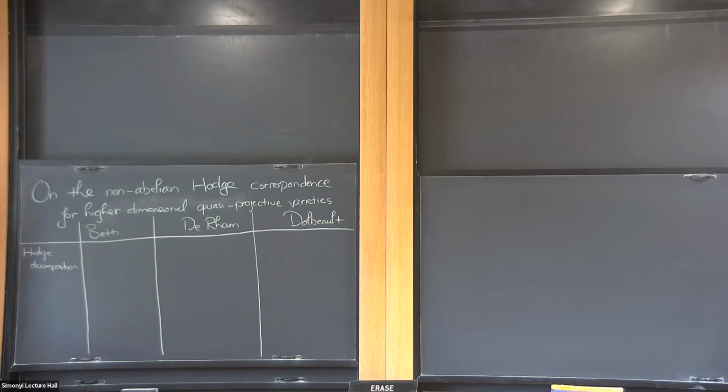So we'll have two short talks. Our first, it's our pleasure to have on Anh Tran from UIC. We'll be talking about the non-abelian Hodge correspondence for higher dimensional quasi-projective varieties.